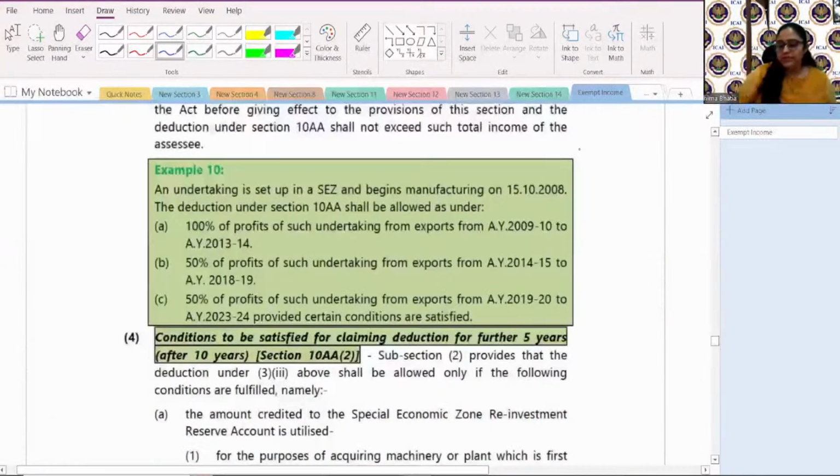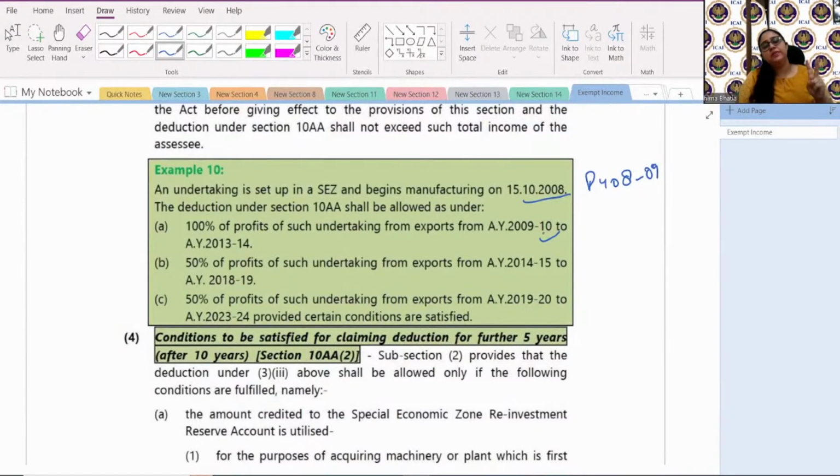On the screen, for example, manufacturing began by an SEZ unit on 15th of October 2008. Here we are talking about previous year 2008-09 in which the production began. That is assessment year 2009-10, which is the assessment year relevant to the previous year. So you can qualify for deduction: 2009-10, 10-11, 11-12, 12-13 and 13-14, 100% of export profits.